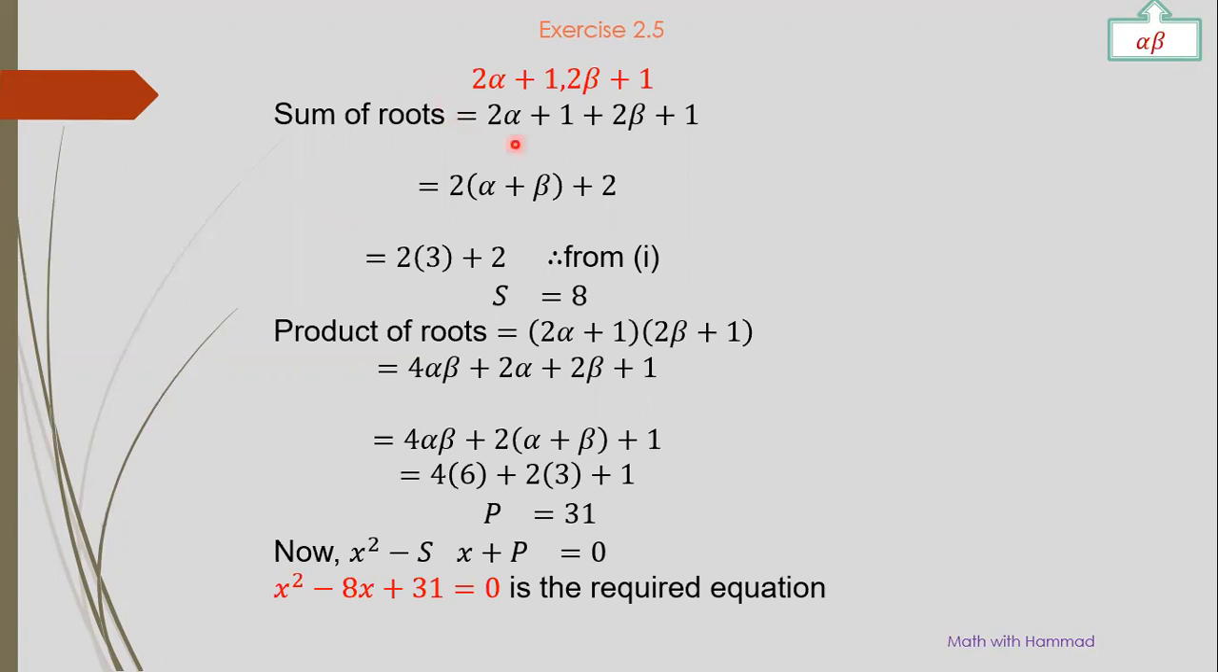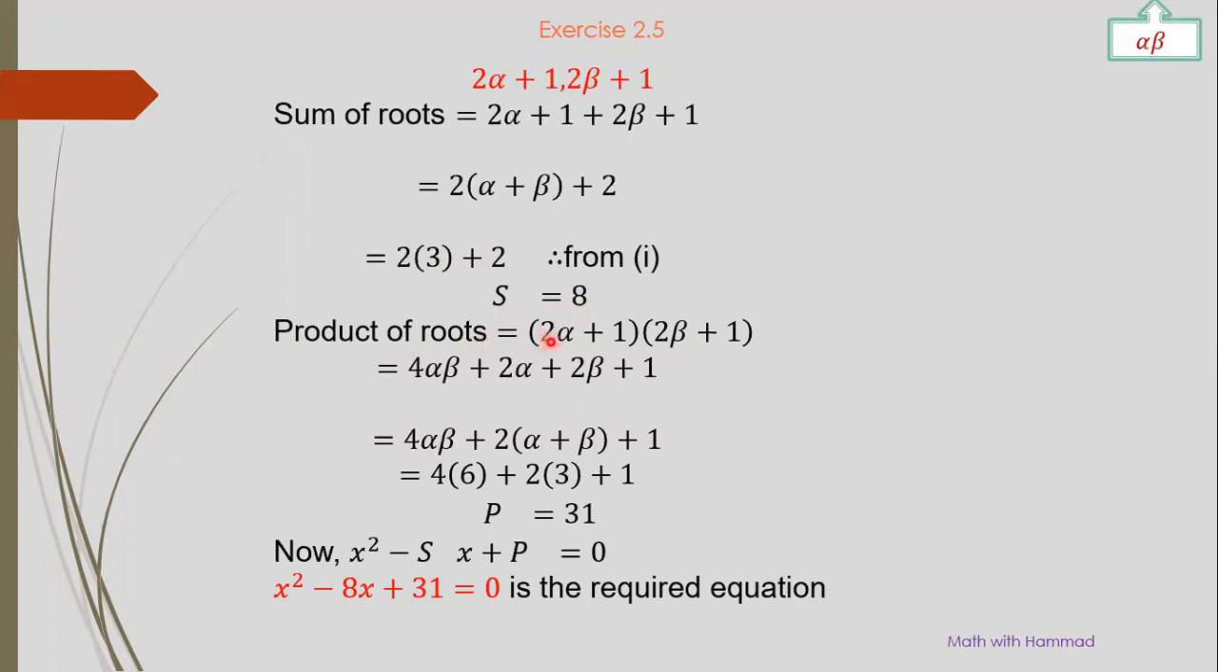Sum of the roots means 2 alpha plus 1 plus 2 beta plus 1, pair by pair: 2 alpha and 2 beta, and 1 plus 1 is 2. Taking the common from this, we have 2 into alpha plus beta, and replace the value of alpha plus beta, that is 3. 3 into 2 is 6. 6 plus 2 is 8, which means S is equal to 8.